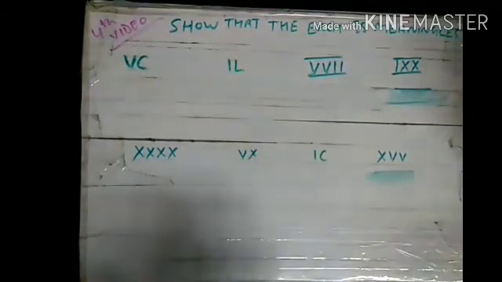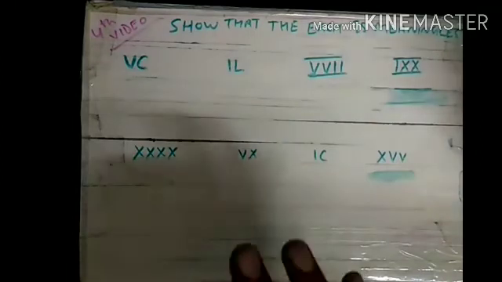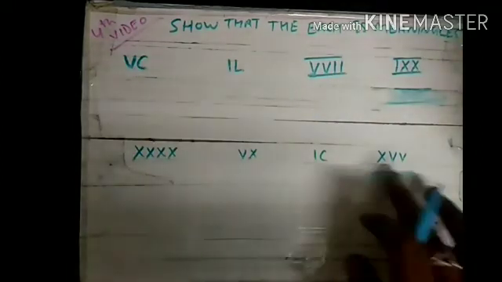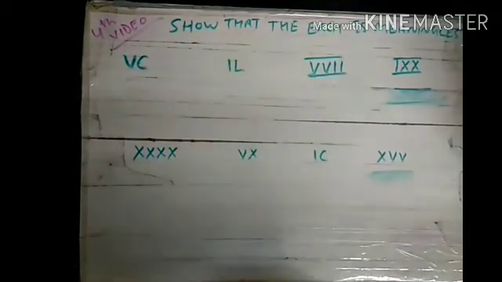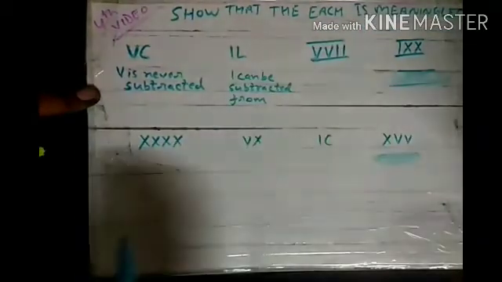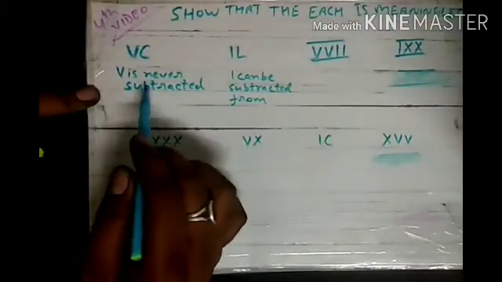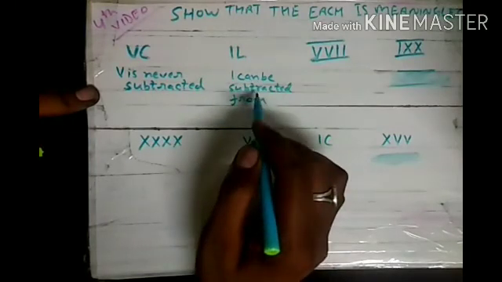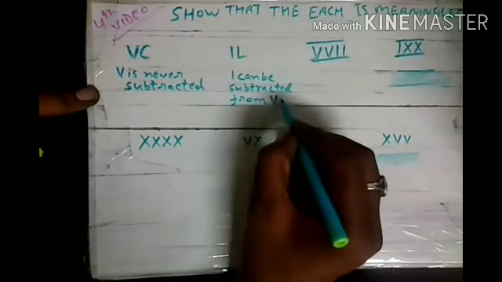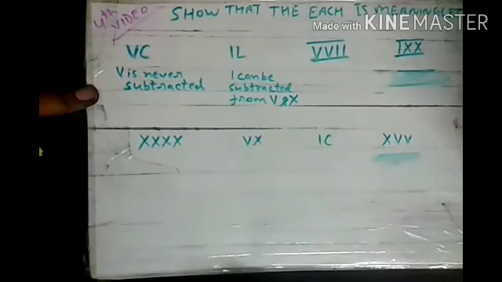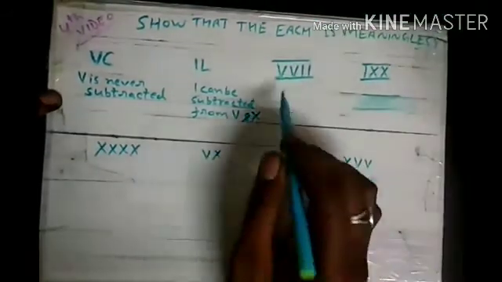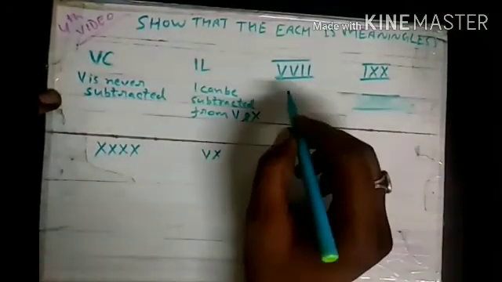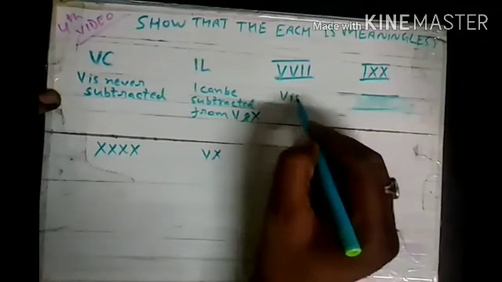Now I have explained to you. Now you just have to write their answers in words. So V is never subtracted. Here in the second, I can be subtracted from only V and X. And here we can say that V is never repeated.